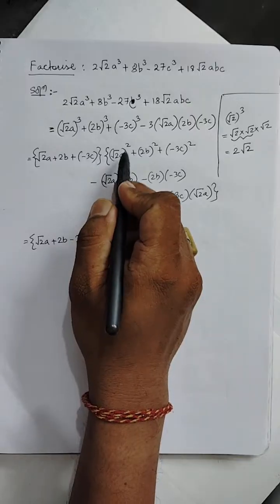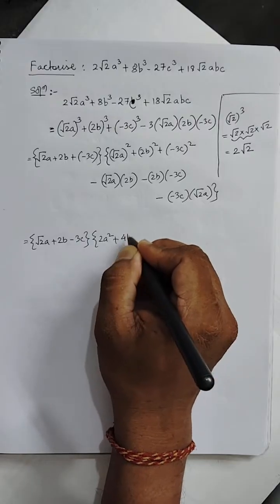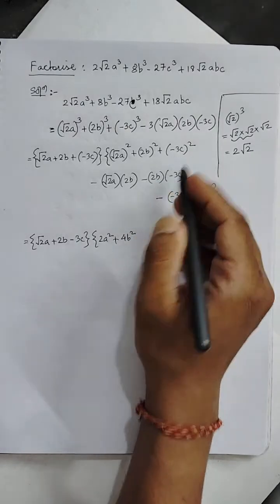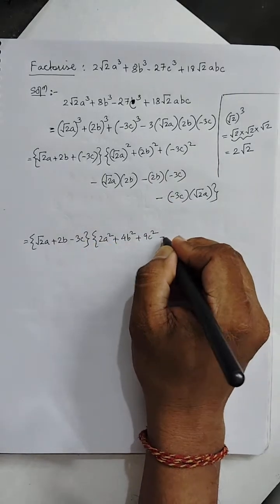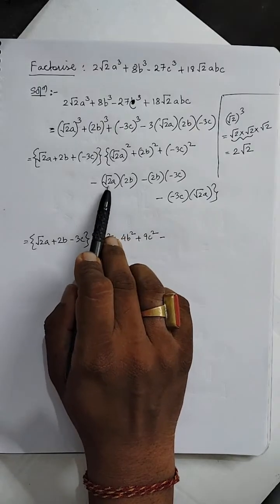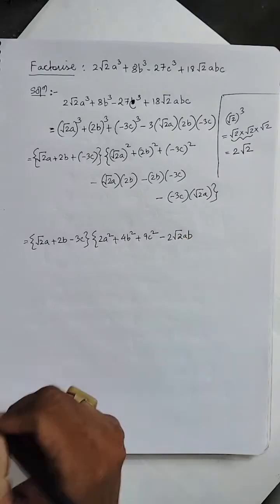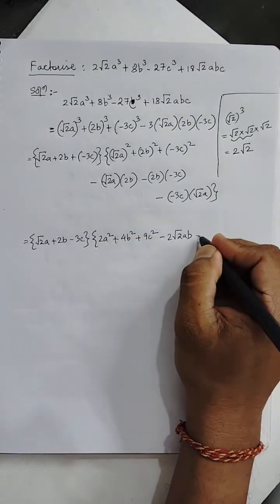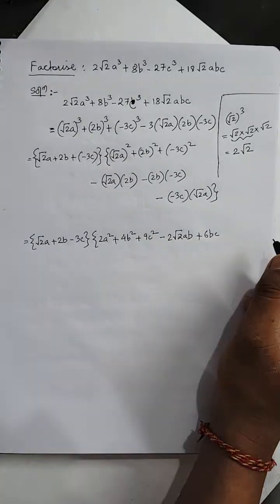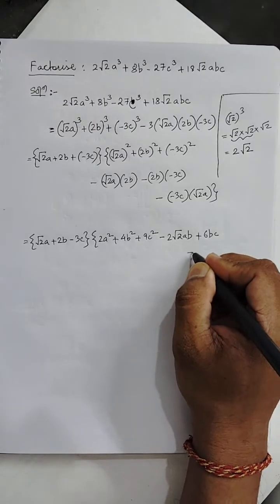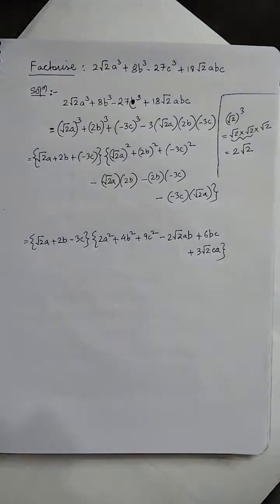So √2a whole square will be 2a square, 2b whole square will be 4b square, and square of negative is positive, so this is 9c square. Achha, minus we have √2 into 2, so this is 2√2ab, then negative into negative becomes positive, 6bc, and again negative into negative is positive, this will be positive 3√2ca. Okay, so this is our answer.